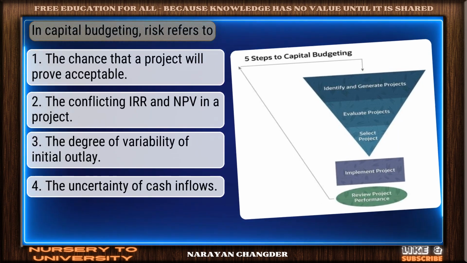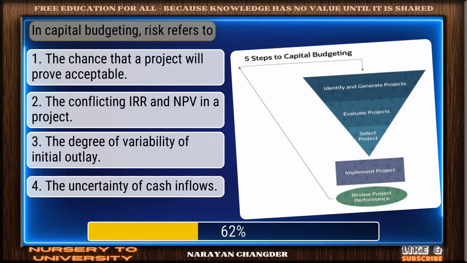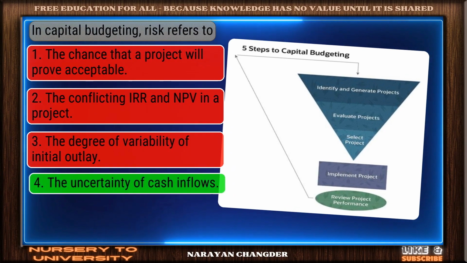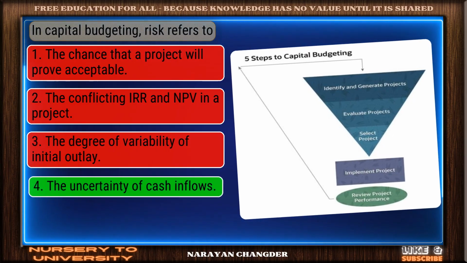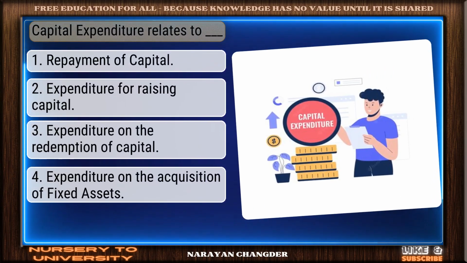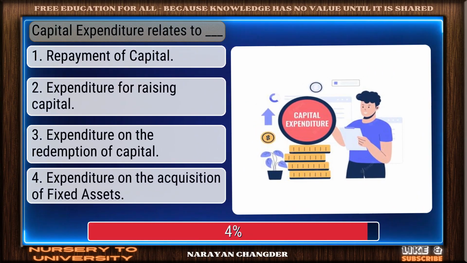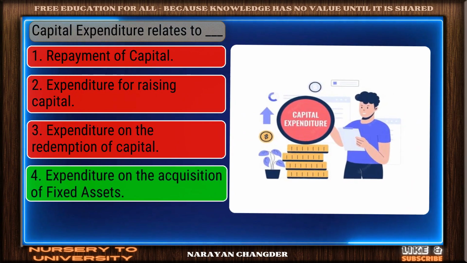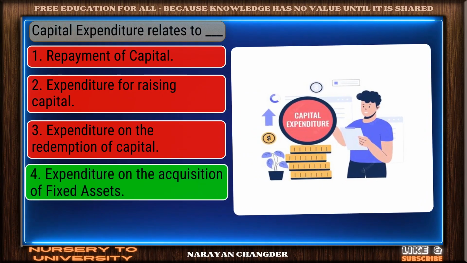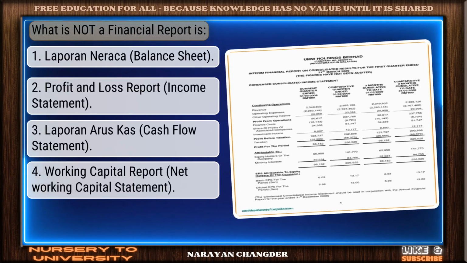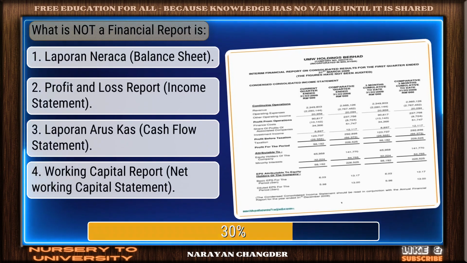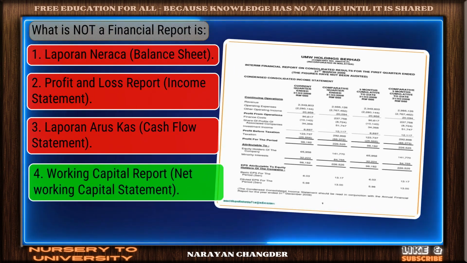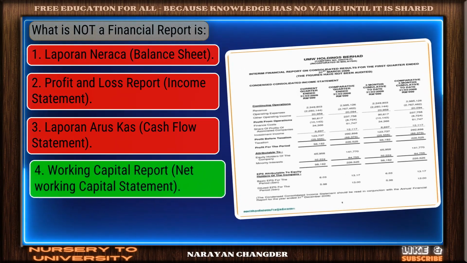In capital budgeting, risk refers to. Exactly. The uncertainty of cash inflows makes sense, and it is right choice. Capital expenditure relates to dash. On track. Expenditure on the acquisition of fixed assets is the correct answer. What is not a financial report is. Nicely done. Working capital report is a solid answer.